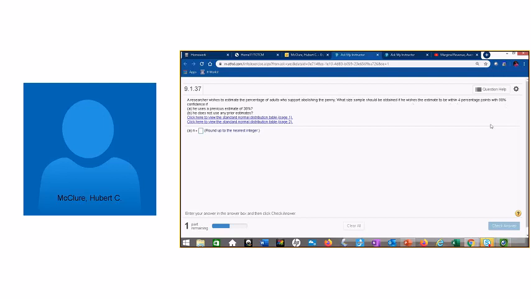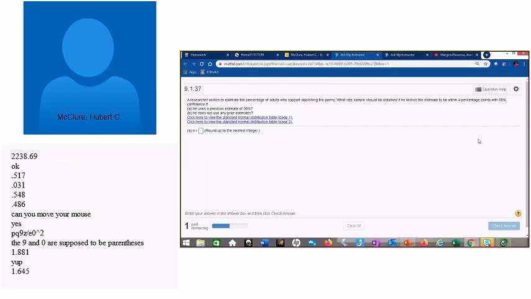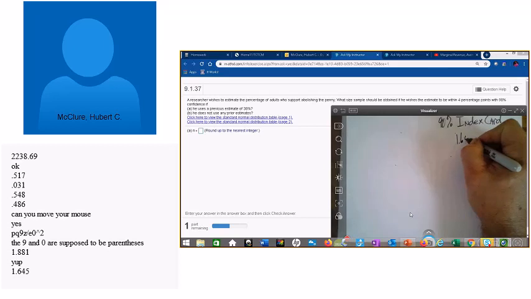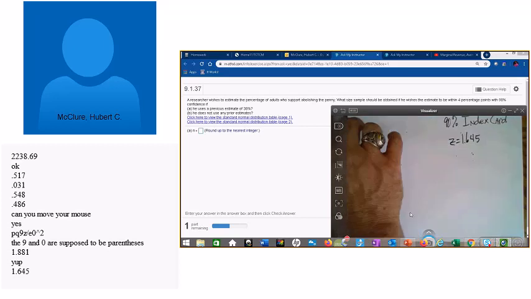They wish to be within 4 percentage points. Okay, somebody give me 90. The reason they don't know how to do these questions, I guarantee you, is they haven't done the index card. But anyway, what does the index card say for 90%? You said 1.645. That's the z-score. So they want to know n.